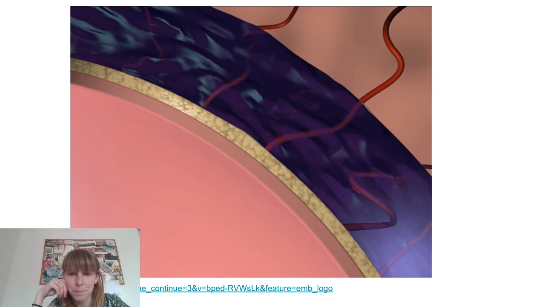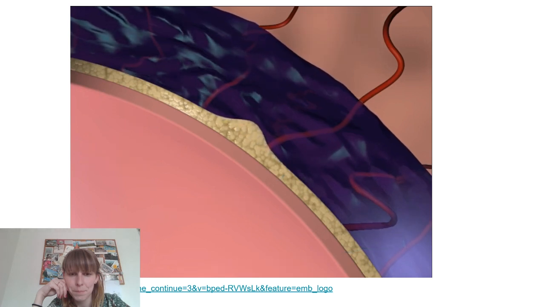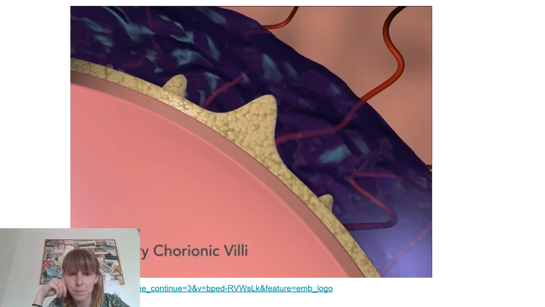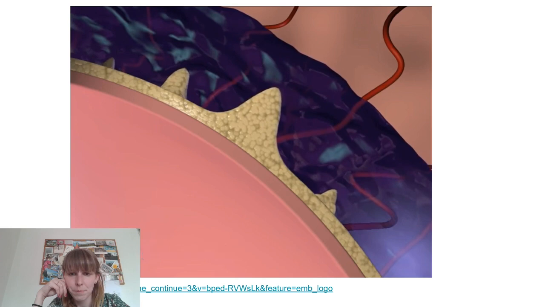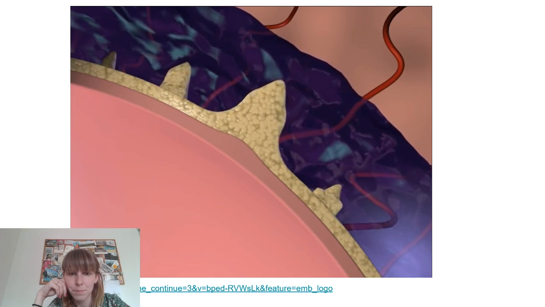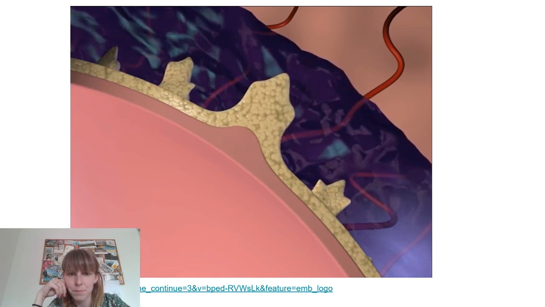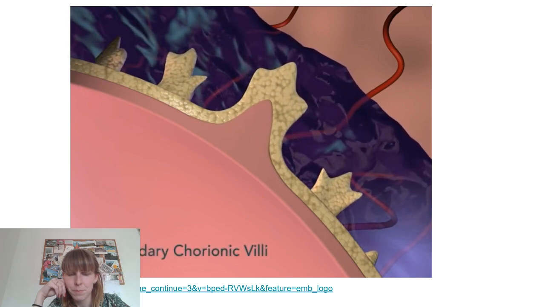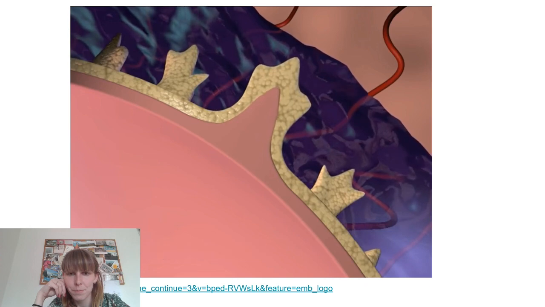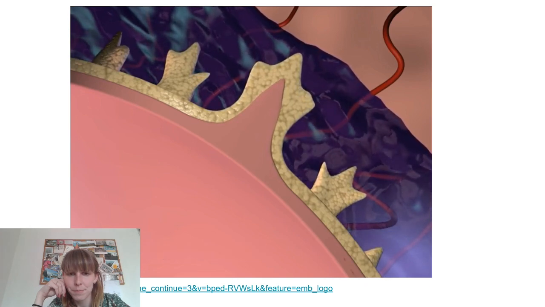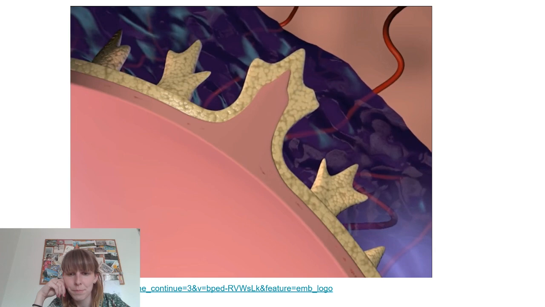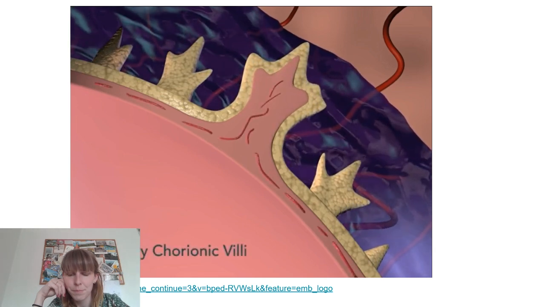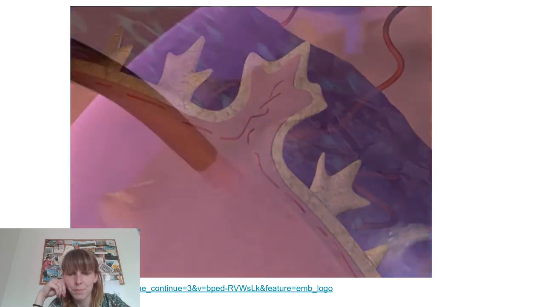Toward the end of the second week, small projections of the cytotrophoblast begin to expand into the syncytiotrophoblast, forming primary chorionic villi. Early in the third week, extraembryonic mesoderm grows into these villi, forming a core of loose connective tissue, at which point the structure is known as secondary chorionic villi. By the end of the third week, embryonic blood vessels have begun to form in the extraembryonic mesoderm of the secondary chorionic villi, transforming them into tertiary chorionic villi.